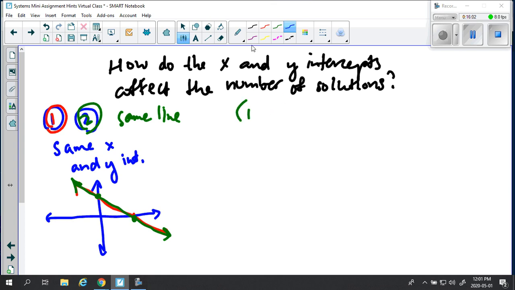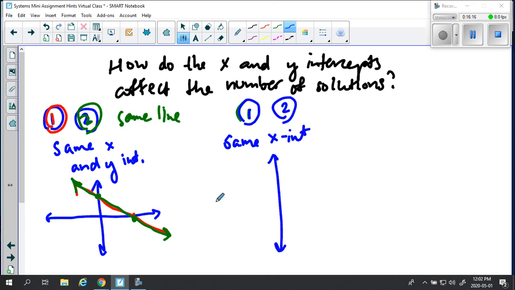So we can think about that too. Let's say that we have a different scenario where we have line 1 and line 2, and there's a looser condition. Let's say that they have the same x-intercept. Okay, that's the only clue that we have about them. They have the same x-intercept. We don't know about the y-intercept. Could be the same, could be different. So here's equation 1, has an x-intercept here. And here's equation 2, has an x-intercept here.